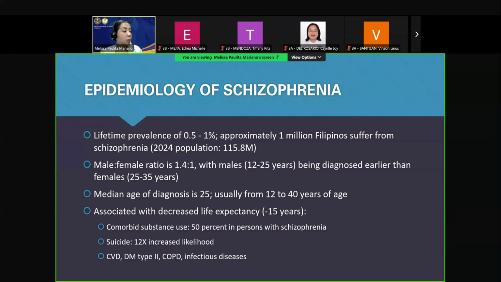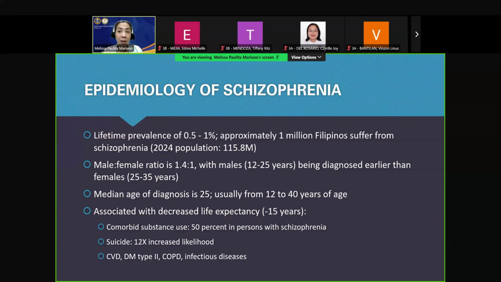The median age of diagnosis is 25, so it is going to be something that can be present at a rather young age. And because of that, a lot of people do experience severe functional impairment. It impacts them for the rest of their life. Aside from the functional impairment, we know that schizophrenia is also associated with a decreased life expectancy in general of around 15 years. So if the life expectancy of a Filipino is 70 years old, people with schizophrenia, their average life expectancies would be around 55.